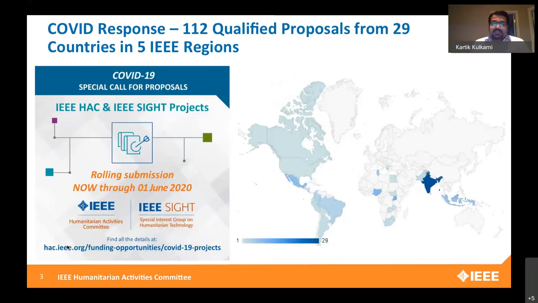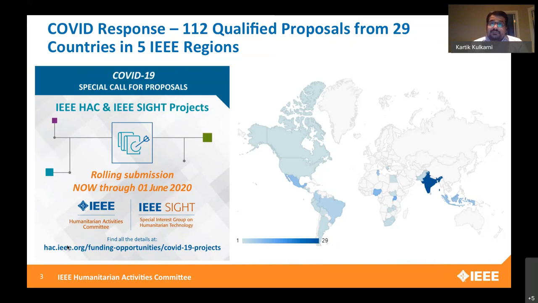So this year is a very difficult year for us, of course, because of the COVID-19 pandemic. But I'm very happy to share that IEEE as an organization has really stood together and really taken an active role in combating this pandemic. We launched a call for proposals a few months back, where we said we are going to support the projects that are focused on COVID response.